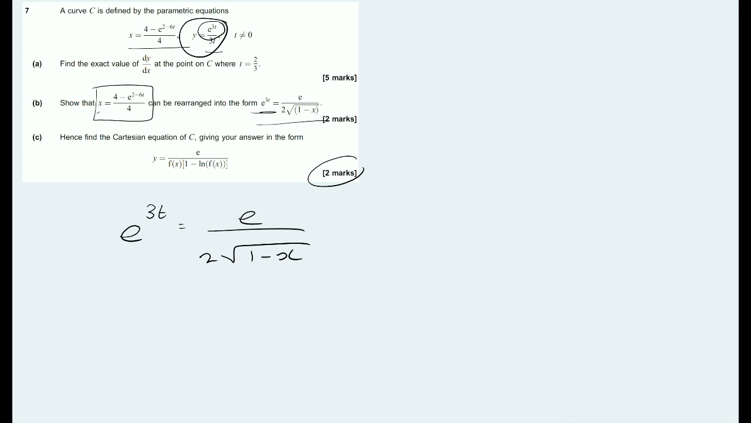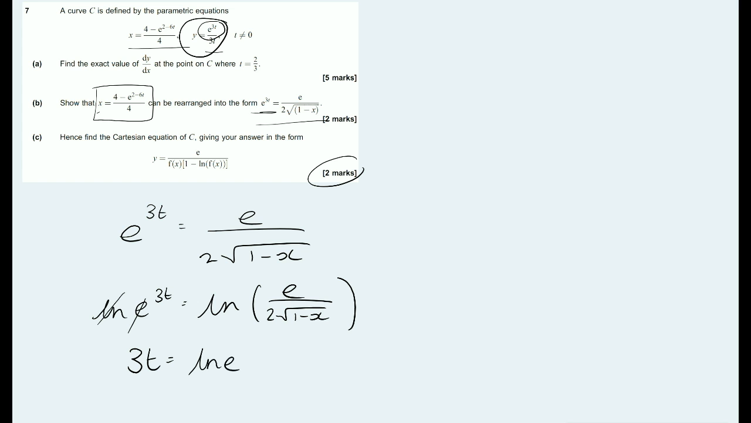So if I take logs of both sides, log of e to the 3t equals log of e over 2 root 1 minus x. These two are going to cancel, leaving me what 3t is, and I get this logarithm. And remember, this can be written similarly to what we've done already as the two things taken away from each other. So I've got ln e minus ln 2 root 1 minus x. So actually I can write 3t as 1 minus ln of 2 root 1 minus x. Okay, and what you may have already noticed is, oh, that's that bit there, 1 minus a logarithm of a function of x.